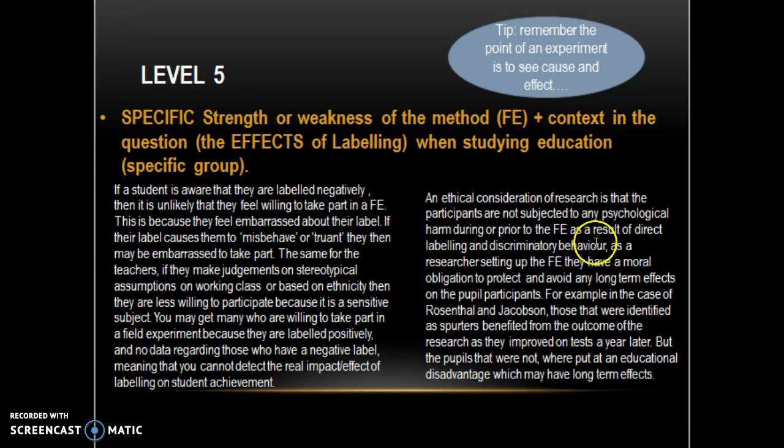Likewise, example 2, this student has wisely applied Rosenthal and Jacobson, which was a field experiment about labelling, well, more specifically about the self-fulfilling prophecy, but that is still part of the labelling process, and this student does apply it quite well. Most students who applied Rosenthal and Jacobson in this way did score a level 5. But just ensure you're not just describing the study, it needs to flow in your answer, it needs to apply to the question that is set.